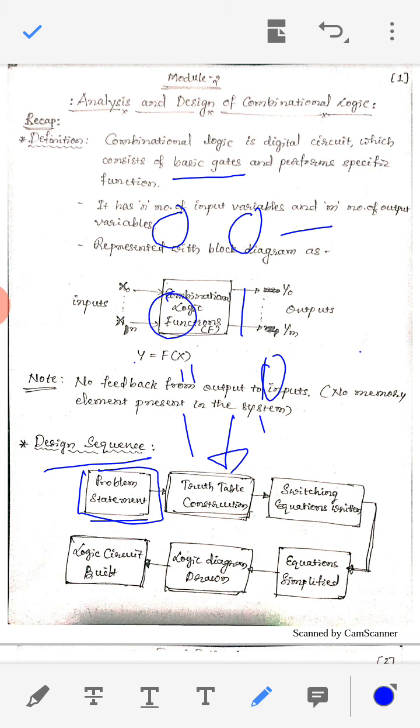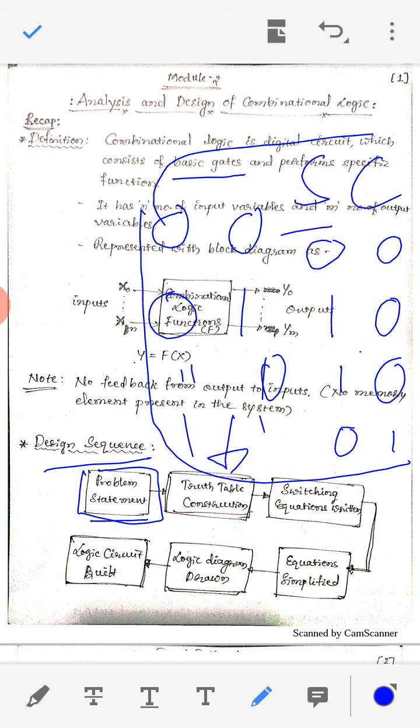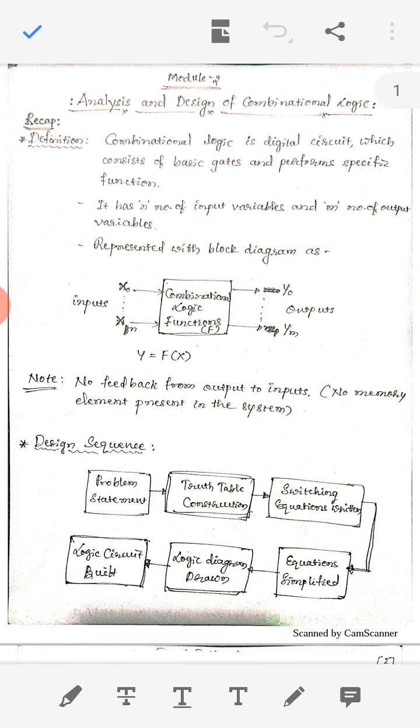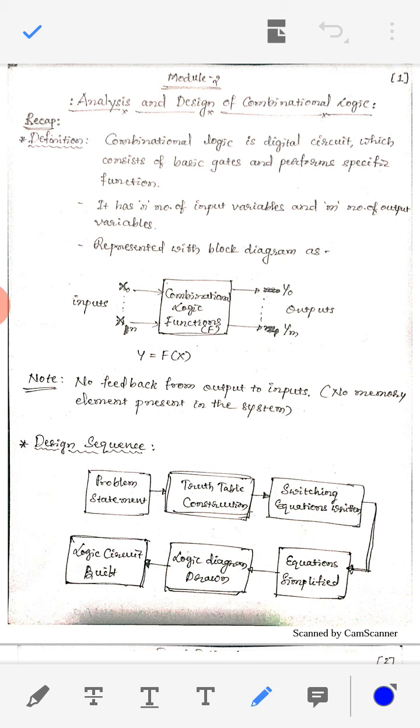are the inputs, then sum and carry are the outputs. Okay, sum 0 carry 0, and here sum 1 carry 0, sum 1 carry 0, and sum 0 carry 1. So like this we need to know the behavior of the system with respect to the problem statement. Once we know the behavior, or the truth table, then from the truth table we need to write the equations, the Boolean equations. Then those Boolean equations we can simplify through the K-map or the Quine-McCluskey methods.